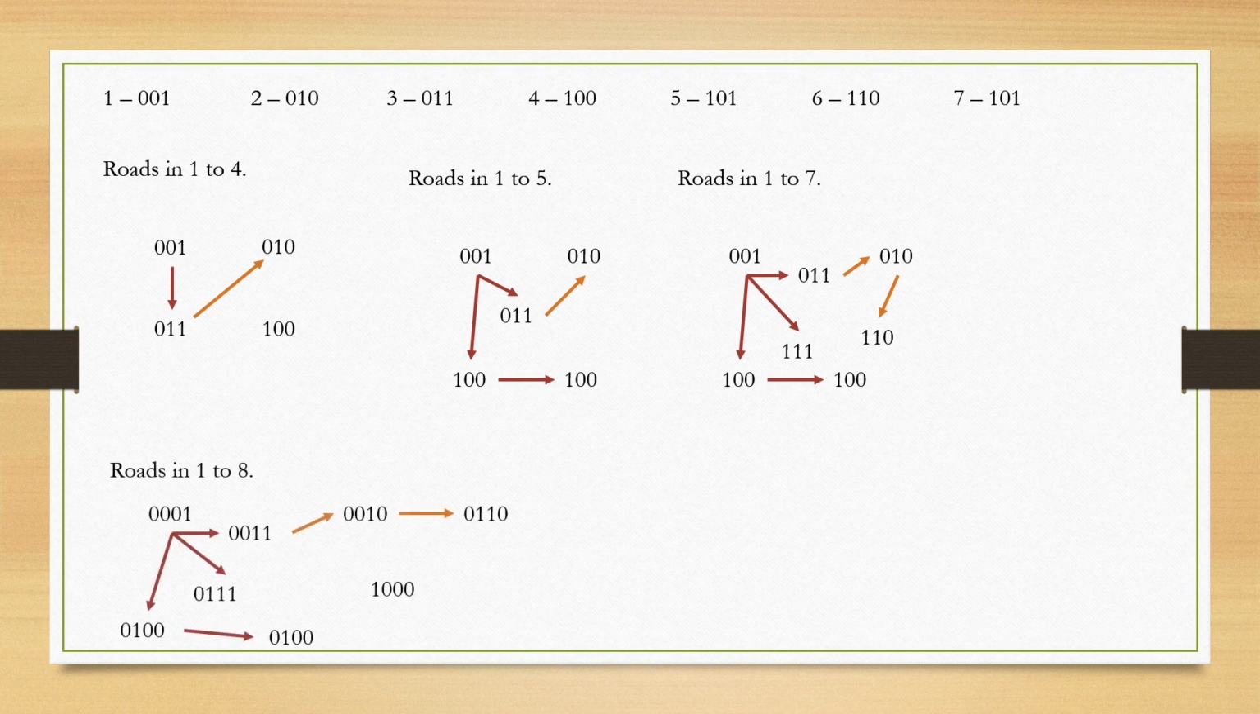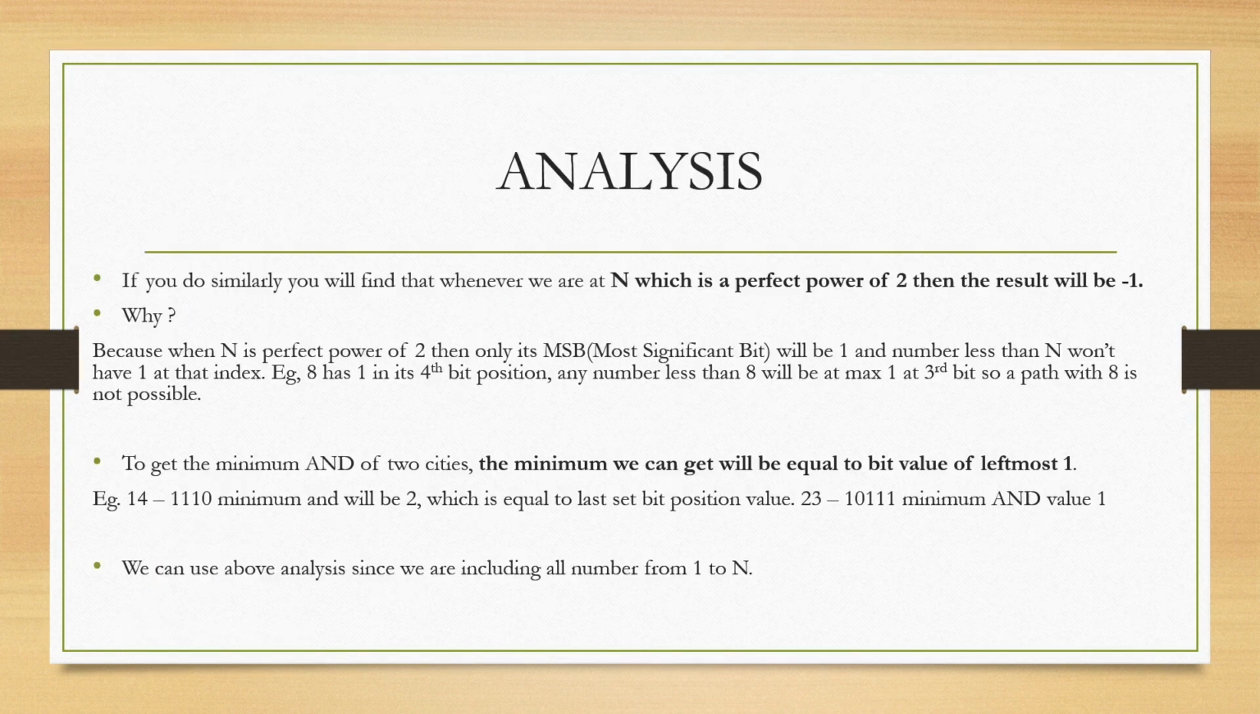But for roads in 1 to 8, we cannot add a road from 8 to any city, since its AND value is always 0. If you do similarly you will find that whenever n is a perfect power of 2, then the result will be -1. Why? Because when n is a perfect power of 2, only its MSB, most significant bit, will be 1 and numbers less than n won't have 1 at that index. Example, 8 has 1 in its fourth bit position, any number less than 8 will have at max 1 at the third bit. So a path with 8 is not possible.